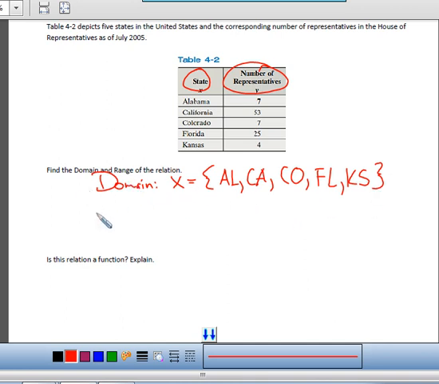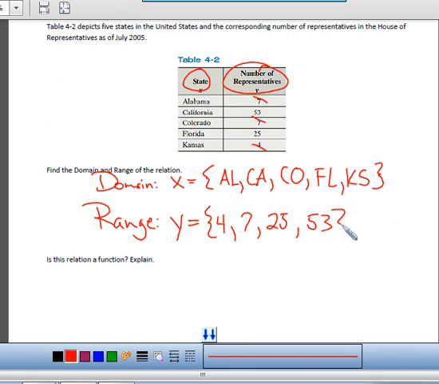Okay, now the range. Be careful here. When you look at the numbers under the Y column, if we're going to go in order, the smallest number is 4. The next smallest is 7, and there's 2 of them. Do not repeat that. Just write it once. 25 and 53. There we go. And that's how you find the domain or the range when you're given the relation. Is this relation a function?